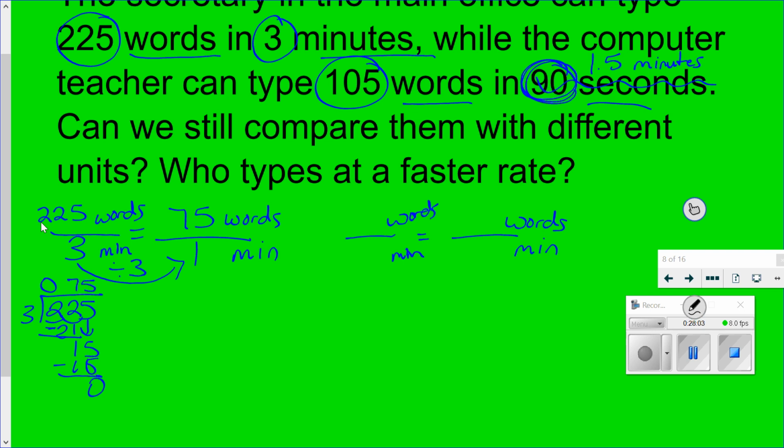The computer teacher, we know she can type 105 words in 1.5 minutes. So what do we do to 1.5 to get to 1? Divide by itself. I divide by 1.5. So I have to divide 105 by 1.5. Can I divide by a decimal? No. What do I have to do? I have to move the decimal behind the number to make it a whole number.